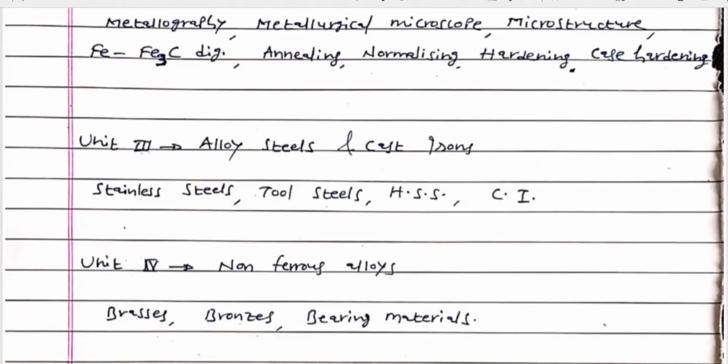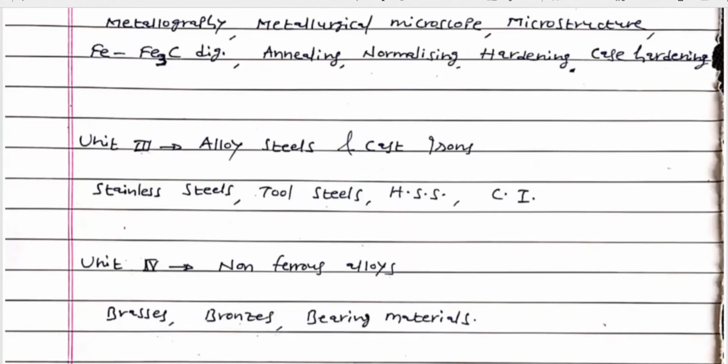Unit number 4 will consist of non-ferrous alloys. Non-ferrous alloys means basically they have little or no iron content. So aluminum, copper, tin, zinc, and their alloys have been kept in this category.